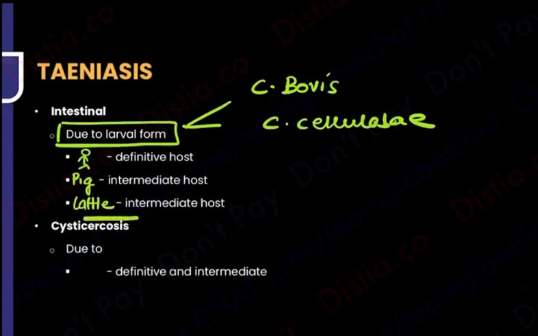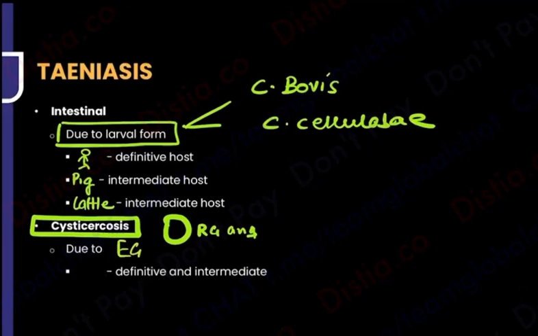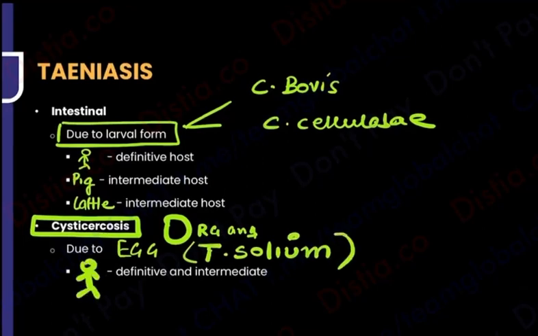But when I'm talking about organs, different organs, the organ is going to be with O, so you have to take help of the anda, the egg. This is due to the egg, and the egg of whom? The egg of Taenia solium. And in that case, man is both the definitive host and the intermediate host, man is everything. So please note that.